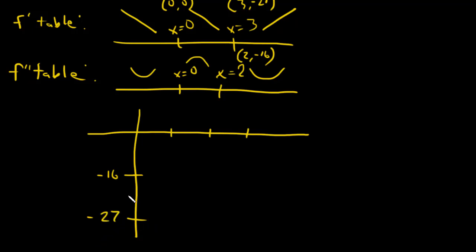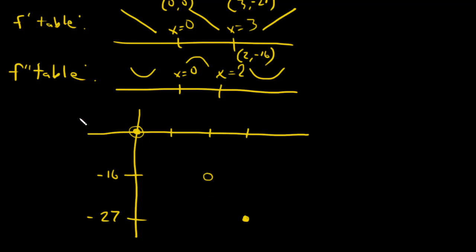Okay, so let me label my points. I have, this is where it gets a little bit odd, a critical number and an inflection point at the same value, so it's kind of like a dot, and then there's also an inflection point there. That's odd. And then I've got the second solid dot at 3, negative 27, so down here. And then at 2, negative 16, right here, I have an inflection point.